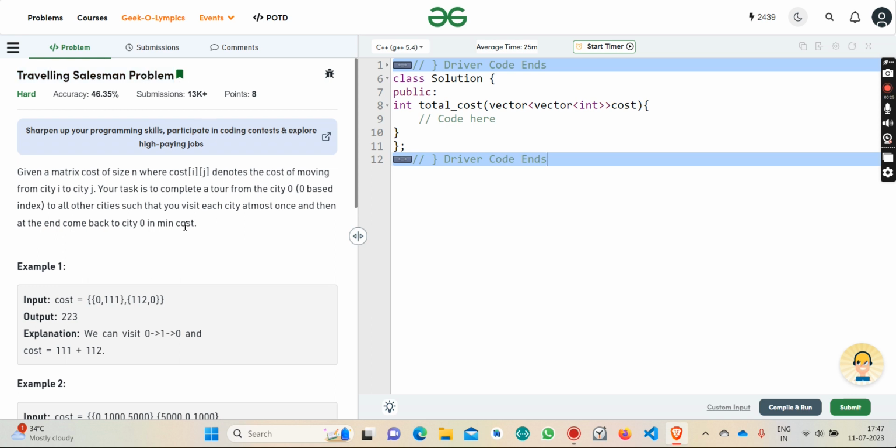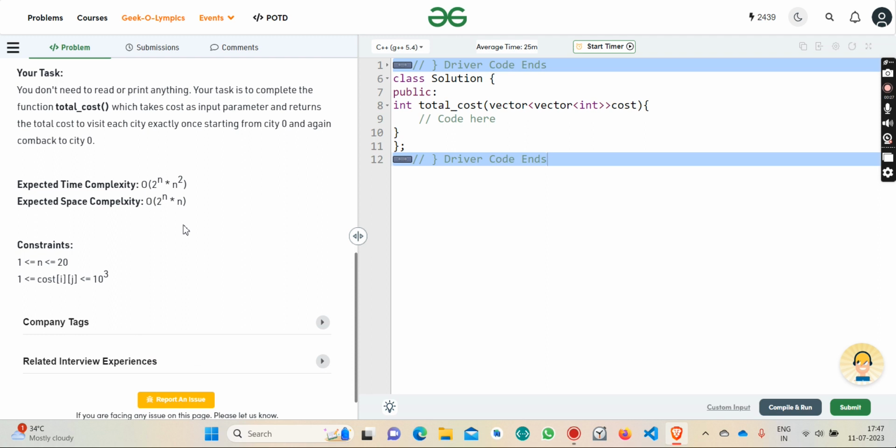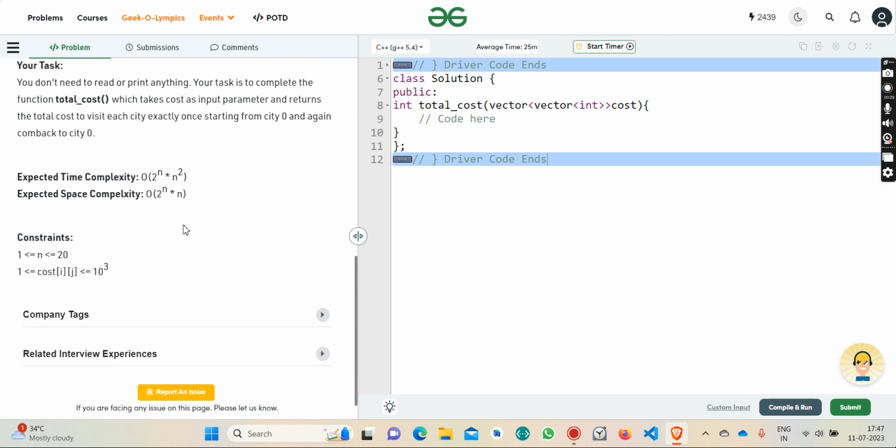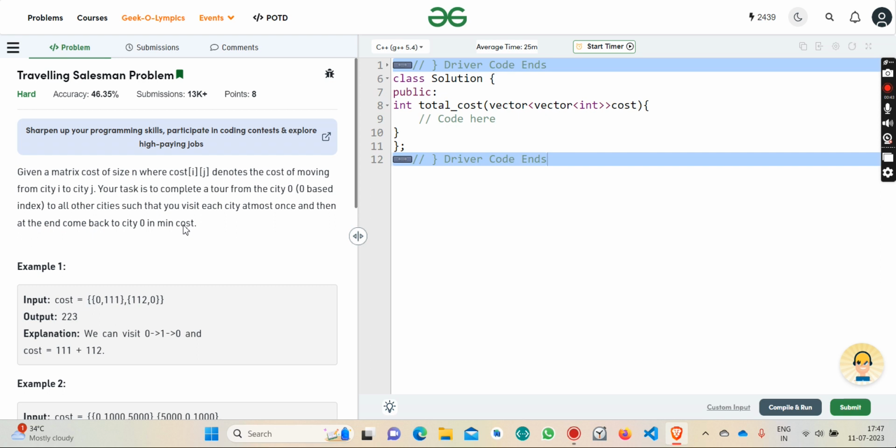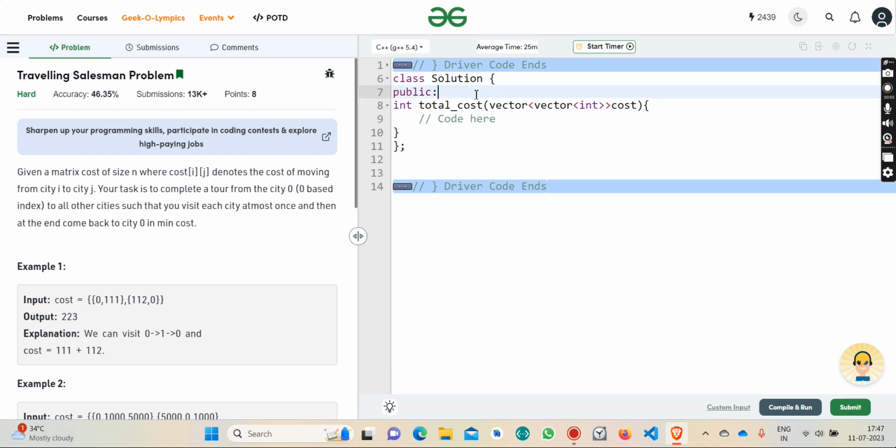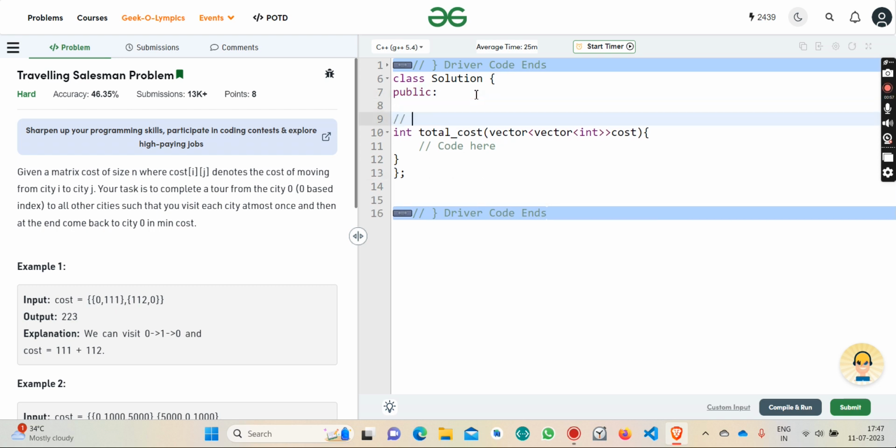Although we can find the solution using DP with bit masking, another solution can be fully brute force, where we try all the permutations, that is n factorial, which is not polynomial time complexity. So let's see how this problem can be solved using DP with bit masking. First I will code and then make you understand parallelly.